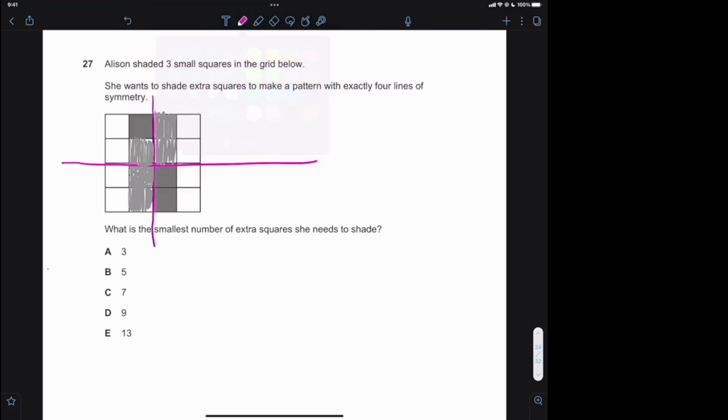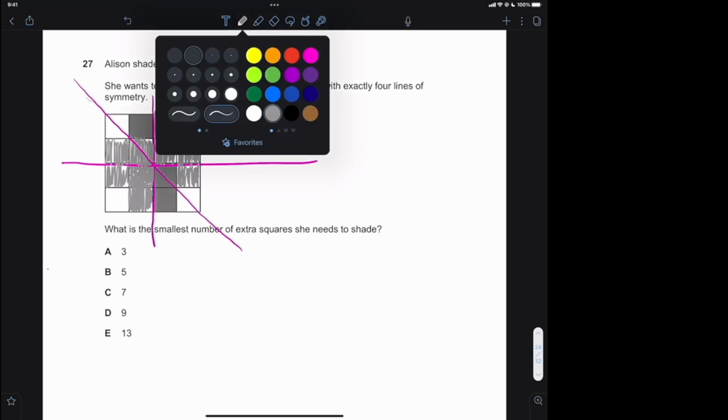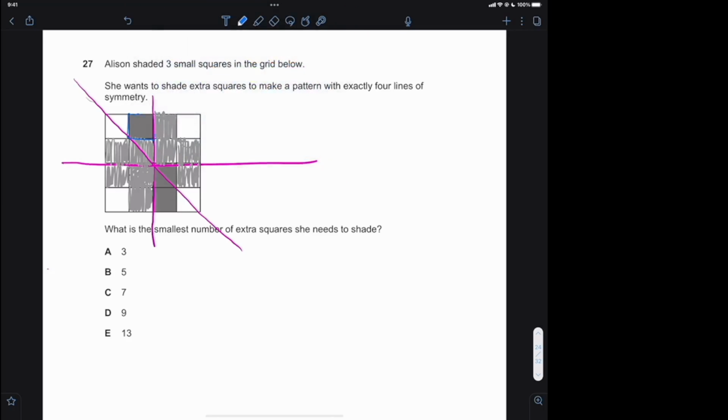Now we need to go diagonal. And notice, again, if we want to reflect on this side, we'd have to have a square here. We'd have to have a square here as well as here. And here. Just treat that pink line that I just drew as a mirror and try to reflect it on either side. Now, we basically just did the least amount possible given these squares here, just to satisfy these 3 squares. So we haven't added any unnecessary ones. So this is the smallest number.